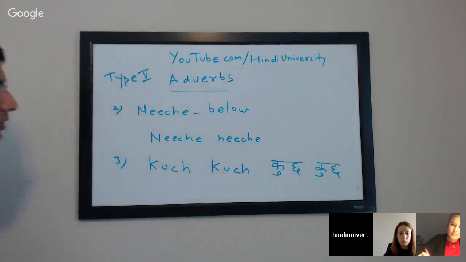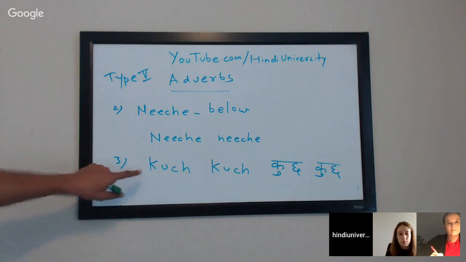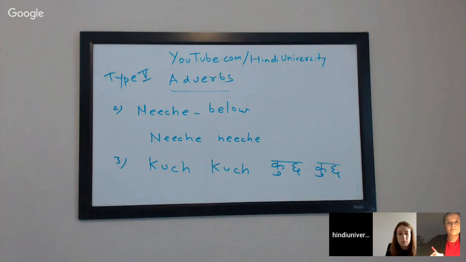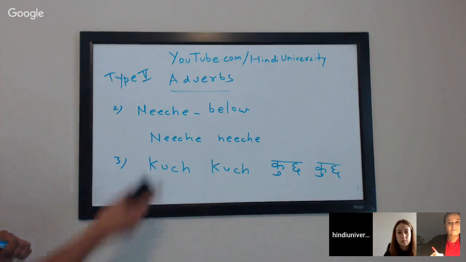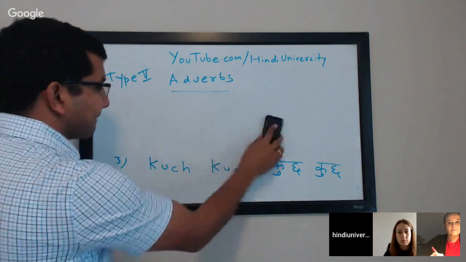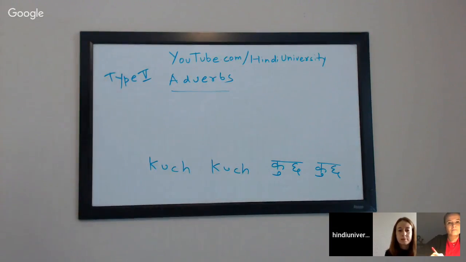I'm just thinking about the sentences here. While I'm thinking, let me just give you the opportunity as well. What do you think, Chelsea G, will be an appropriate sentence for kuch kuch? Kya aap kuch kuch chahte hain? Okay, okay. Anya ji?